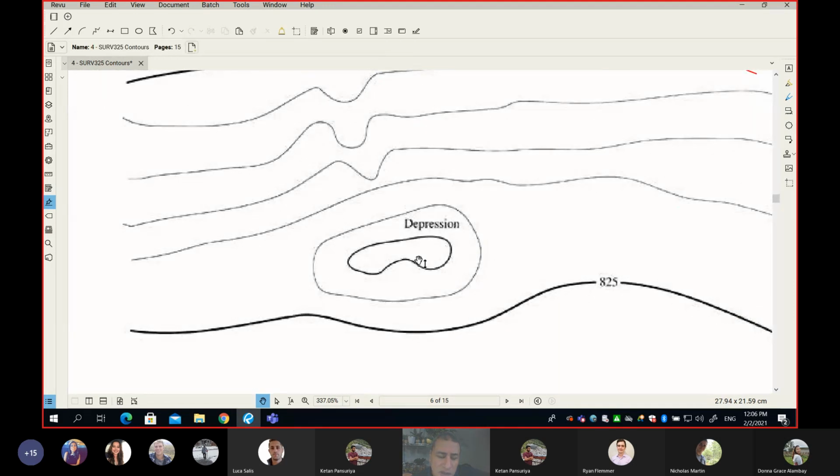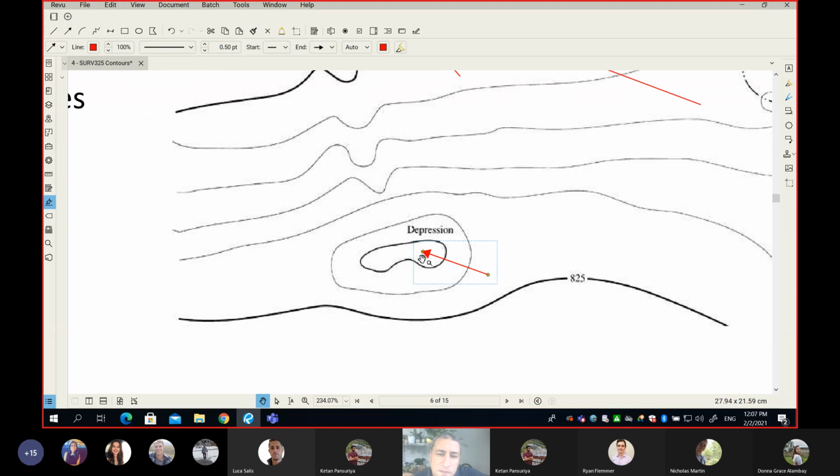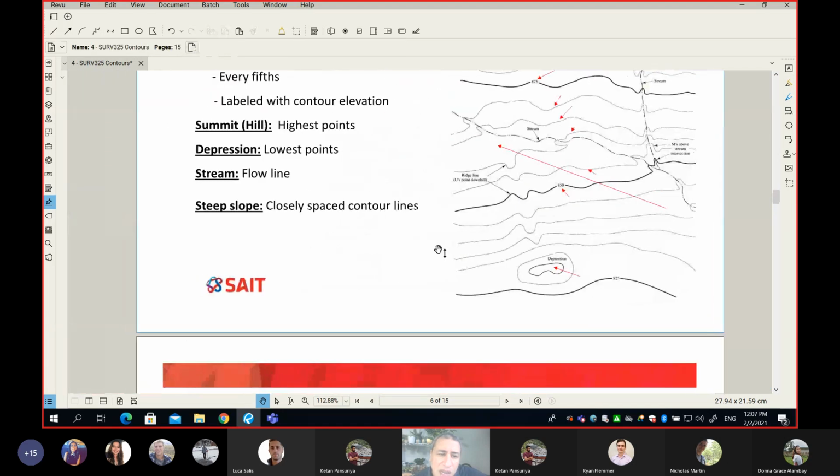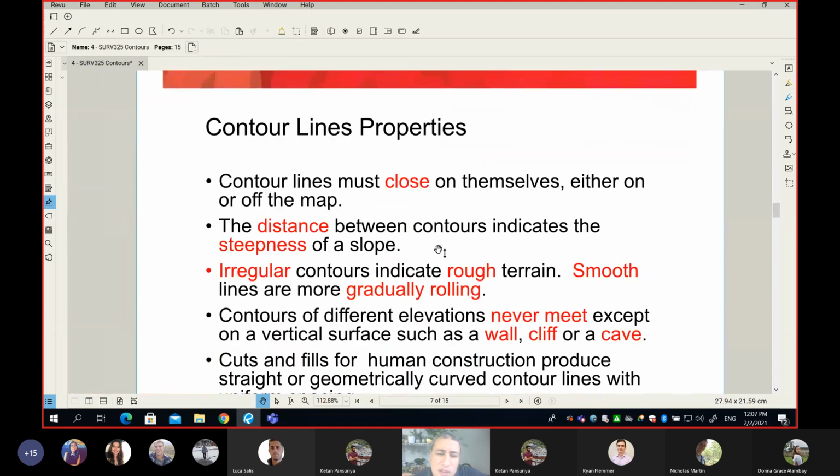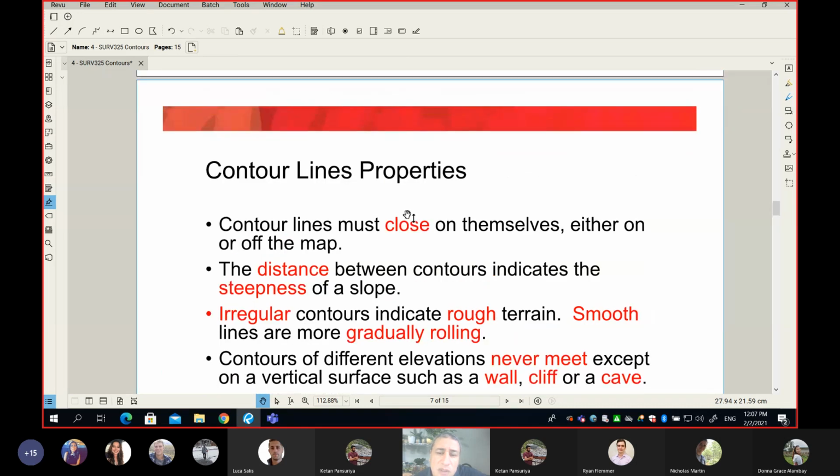I know that my drawing here is missing something, so you need to understand that we need to place here an elevation where the user of this map will know whether the ground is going up or going down in this area, okay? So guys, I need to remind you that contour lines have properties, and through their properties, we can interpret them. So for example, contour lines are closed lines.